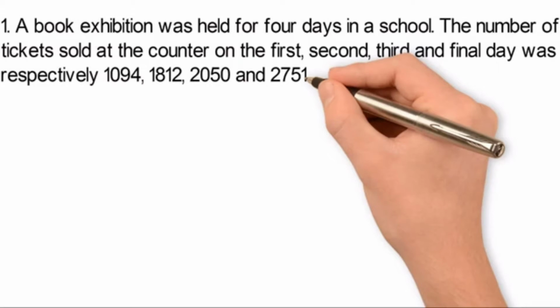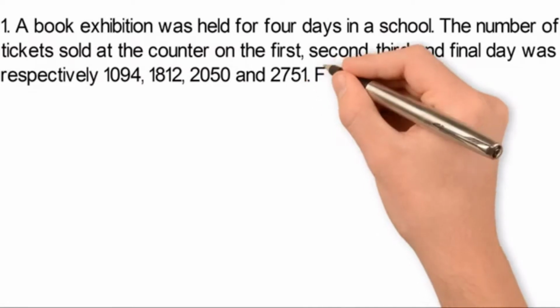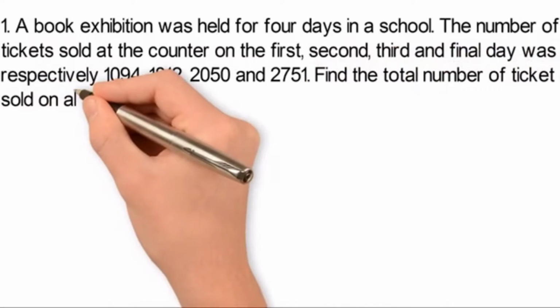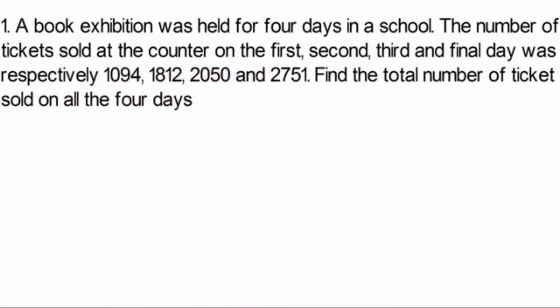Look at the word book exhibition. Understood? Book exhibition means books का जो मेला होता है उसे. Find the total number of tickets sold on all the 4 days. I told you, for addition which kind of terms do we use? There was total, sum, more, increase. So here is the word total. So what will you do? You have to find the total number of tickets sold on the first, second, third and final day.